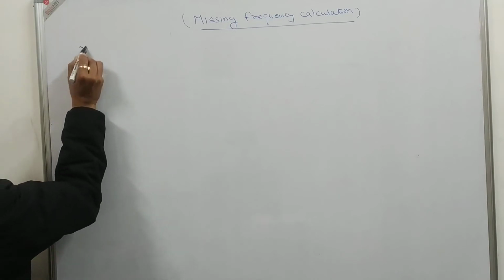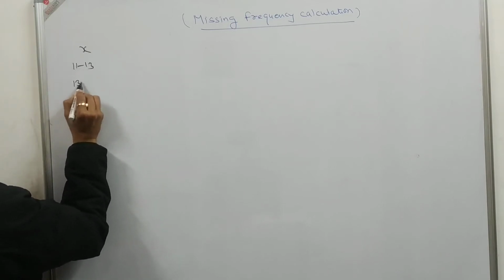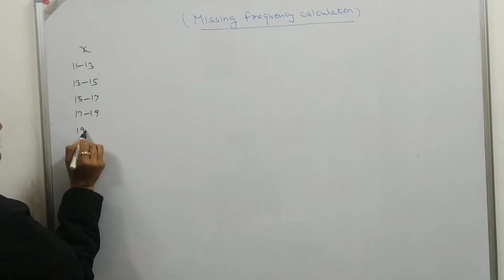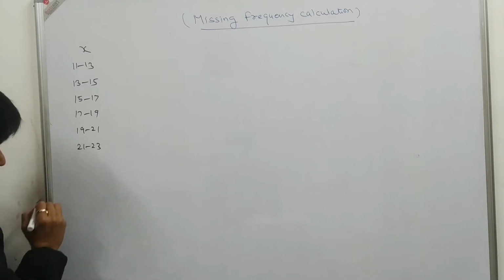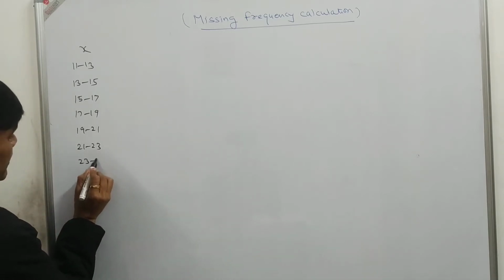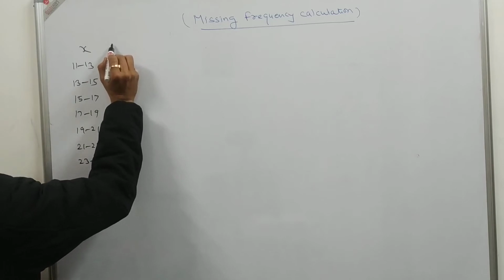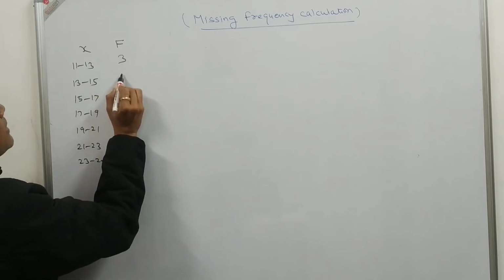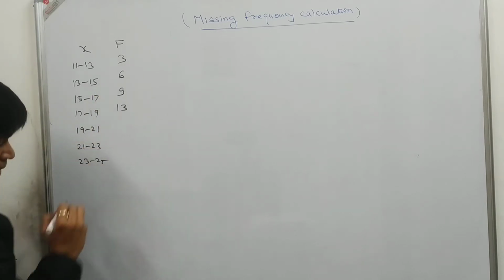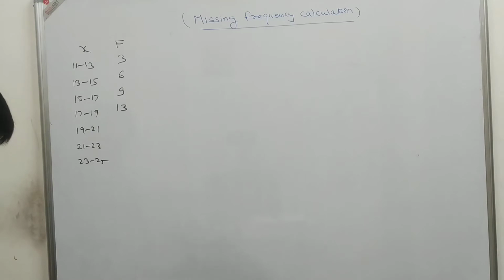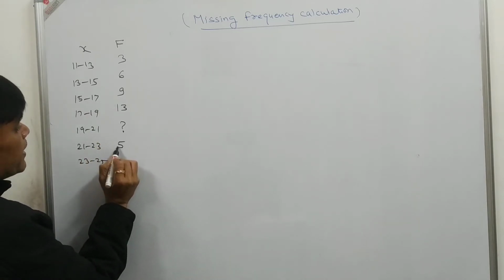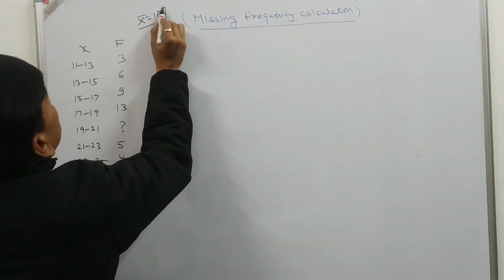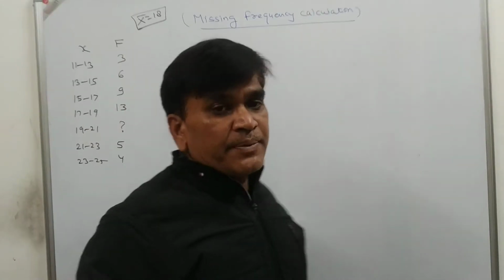Suppose my question is: x is 11 to 13, 13 to 15, 15 to 17, 17 to 19, 19 to 21, 21 to 23 and lastly 23 to 25. The frequencies are given as 3, 6, 9, 13, then missing, then 5 and 4, and the arithmetic mean is given as 18. We have to calculate the missing frequency.